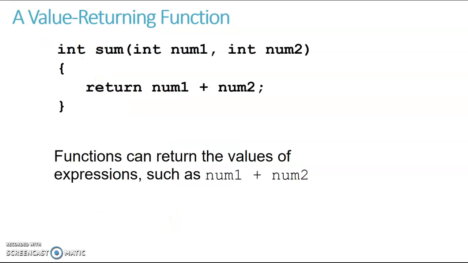Another way that I can return a value, instead of creating that local variable result, I can actually return the sum, the expression, without having to set it to a variable. So this will take a copy of num1, num2, add it together, and return that to the calling function.